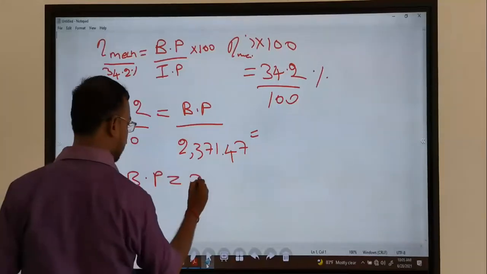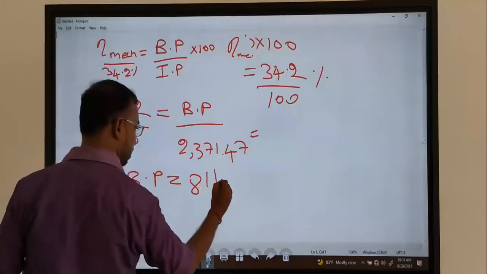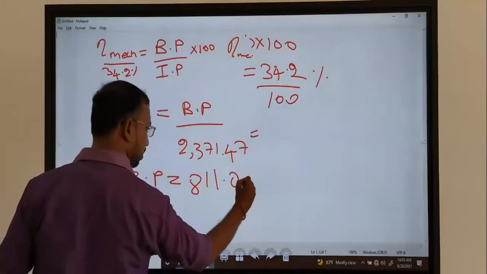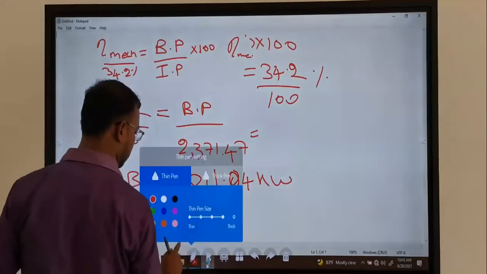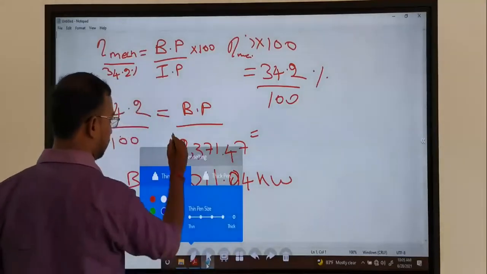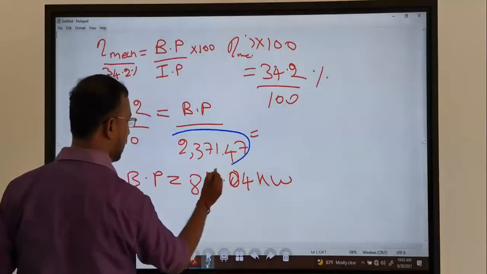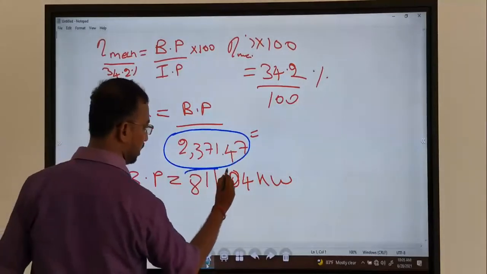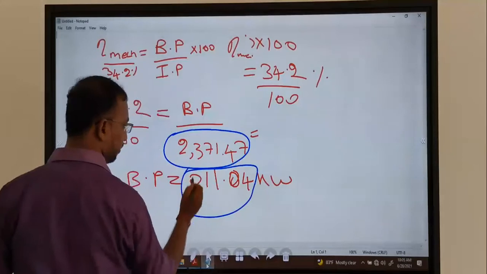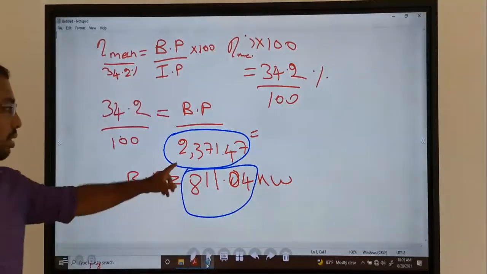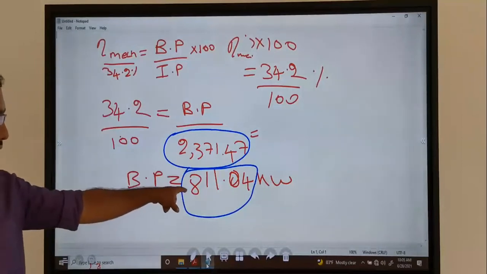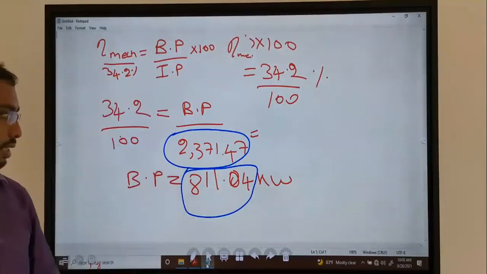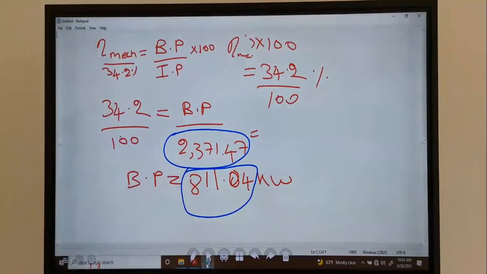So the answer is in kilowatt. This is the indicator power, and this is the brake power: 2371 here, 811. Okay, so now you can get it clearly.